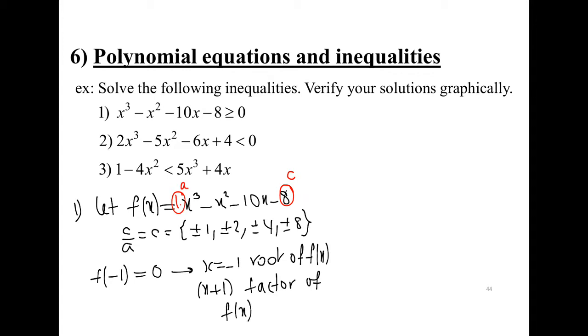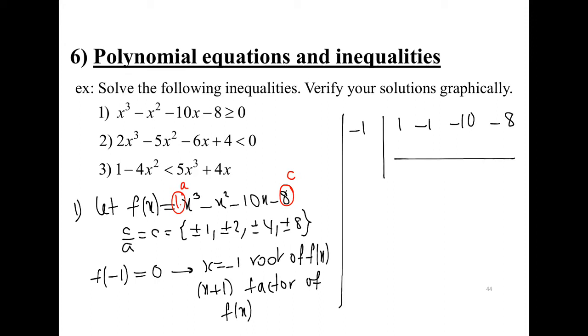So similarly to the previous slide, in order to start finding the other roots of the polynomial, we need to divide the polynomial by the given factor. So we either do long division by x plus 1 or synthetic division by -1. If you use synthetic division, the corresponding coefficients of the polynomial are 1, -1, -10, and -8, and we're dividing by the root of x plus 1, which is -1.